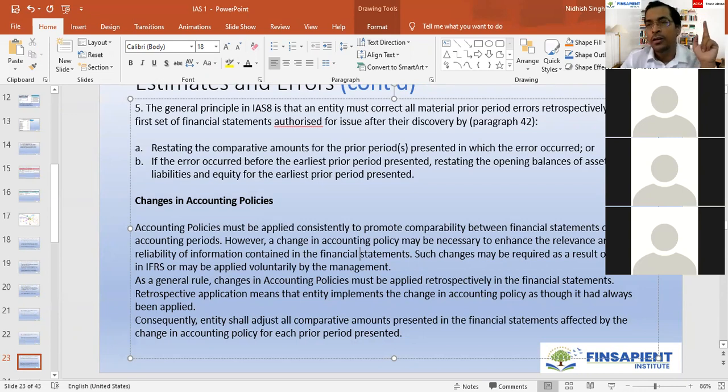Second thing, third thing, how we disclose. We need to put a paragraph in the disclosure notes. And generally there is a paragraph for changes in accounting policy in the financial statement. You need to talk about that.